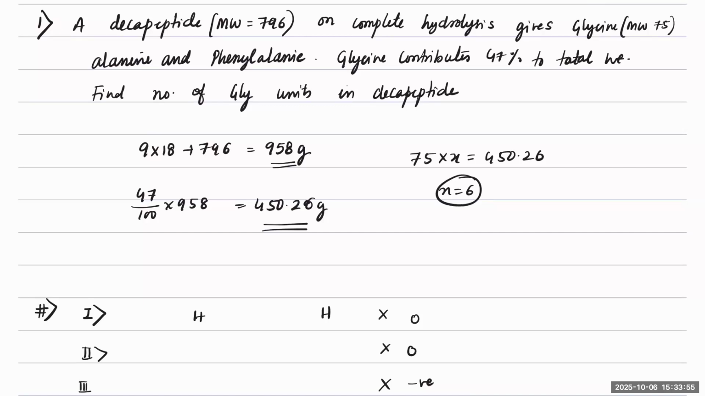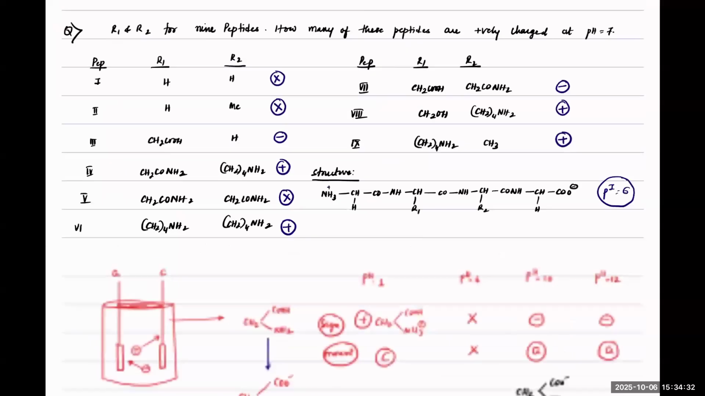Out of that total mass, 47% is the contribution from glycine alone. So you can see 47 by 100 into 958. So this much is the contribution coming from glycine alone. Which means 75, which is the molar mass, into X, which is the number of glycine molecules, should be equal to 450. So X should be equal to 6. Clear? Right.